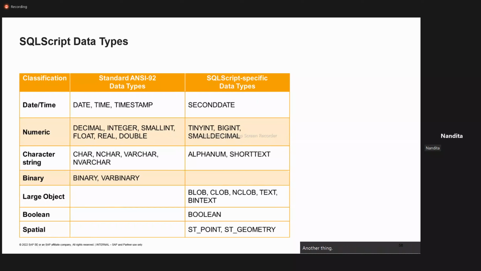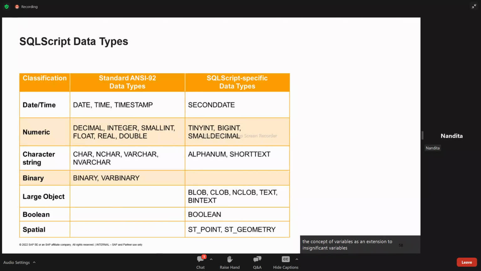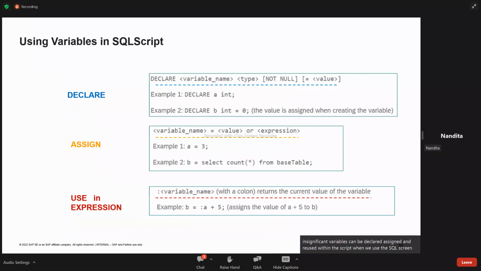Another difference between the two languages is about the variables. The use of variables in SQL statements is not specified by ANSI 92 SQL. In SAP HANA Cloud, SQLScript implements the concept of variables as an extension to ANSI 92 SQL. Variables can be declared, assigned, and reused within the script when we use SQLScript. So how do we use variables in SQLScript? Basically there are three steps. A variable can be declared, assigned, and then used within the expression.